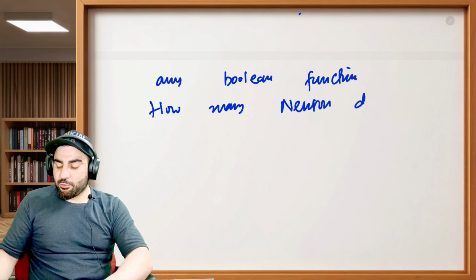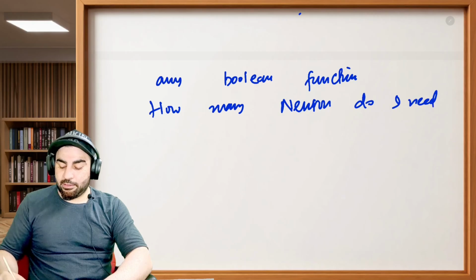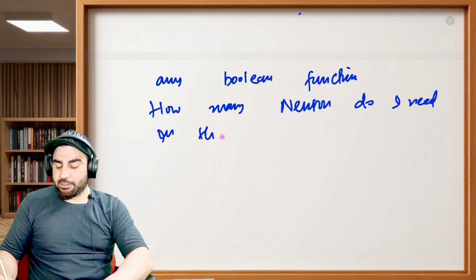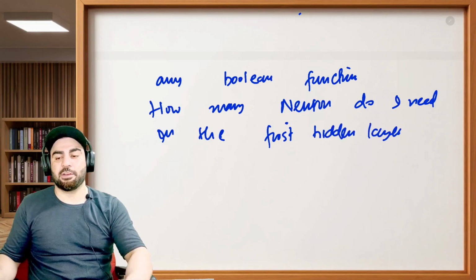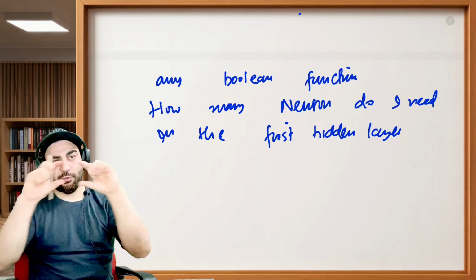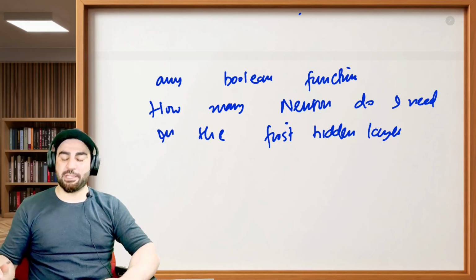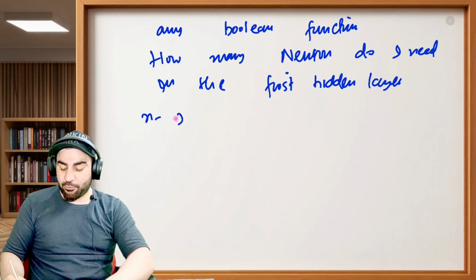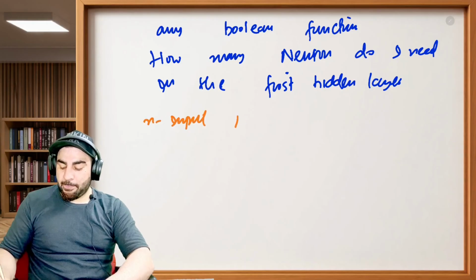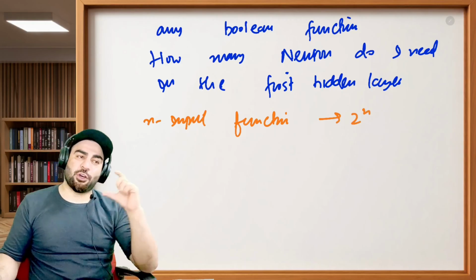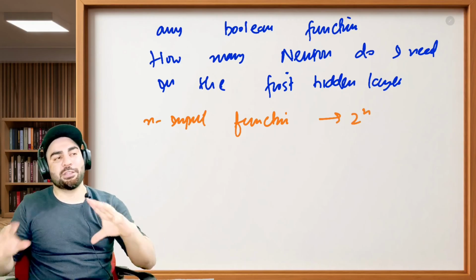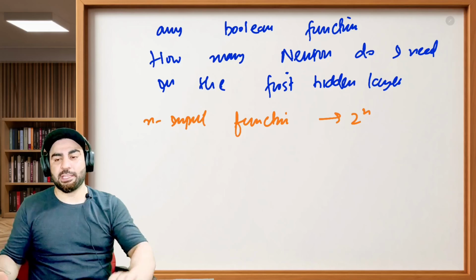How many neurons do I need in the first hidden layer? If I only want to have this first hidden layer, you have seen that we want to model each of the combinations. If I have an input function, and you know the possible combinations are 2 to the power n, and we saw that we can model this by using 2 to the power n neurons. In the worst case scenario, we can do this.